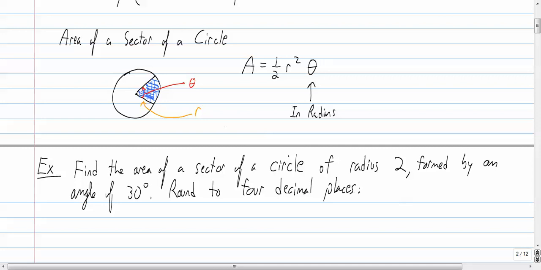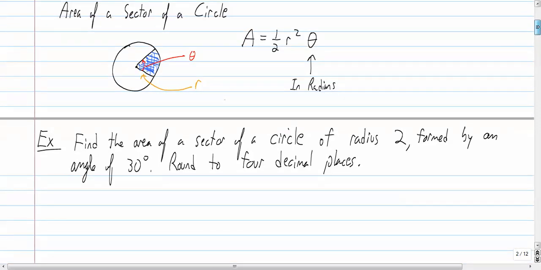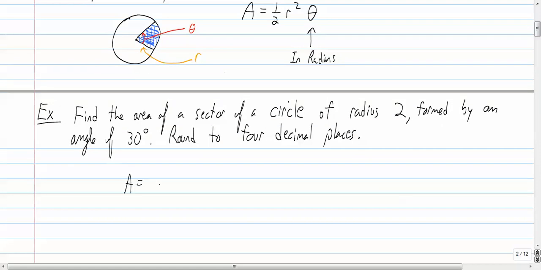Alright, so we want to find the area, so we're going to use our formula. Area equals 1/2 radius squared times the angle measure. The angle measure must be in radians. Okay? So area equals 1/2 times, we're given the radius was 2, so it's going to be 2 squared. Now, the angle measure in the problem here is given in degrees, I'm sorry, not radians. So we want to first convert that over to radians.